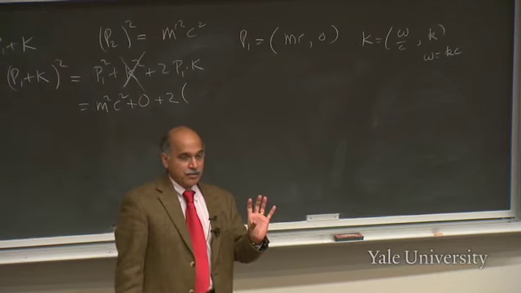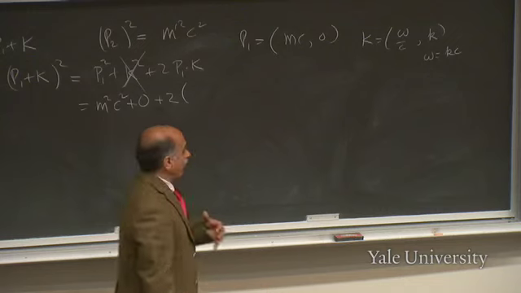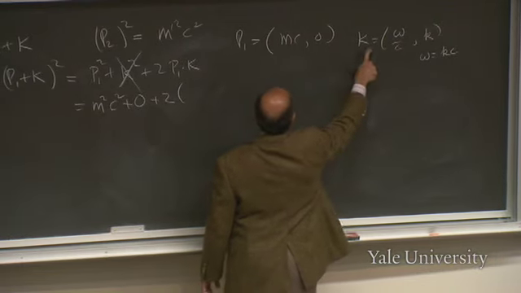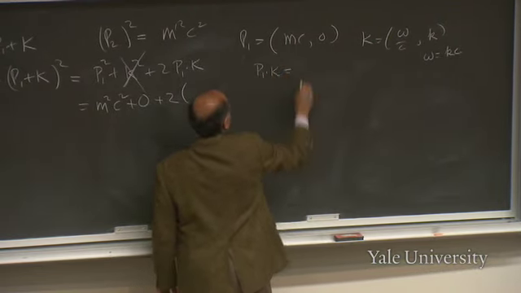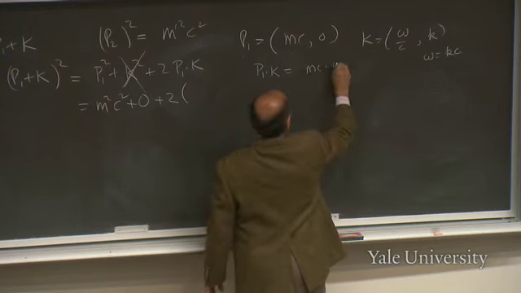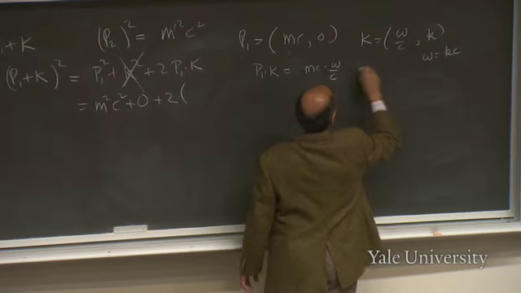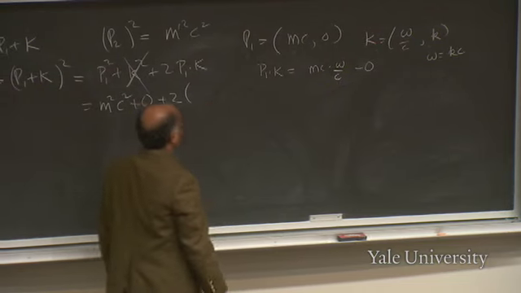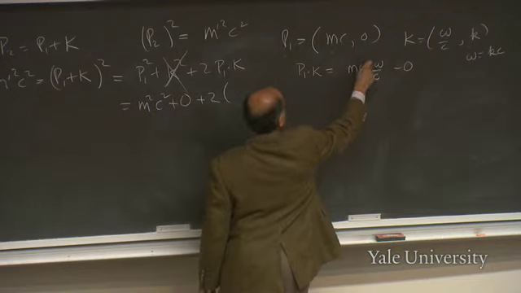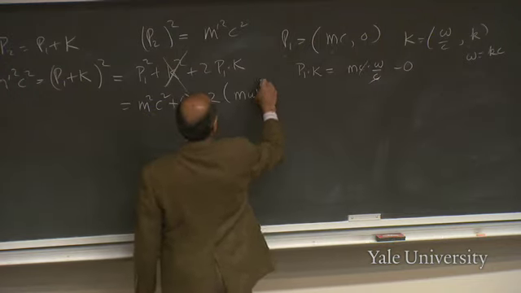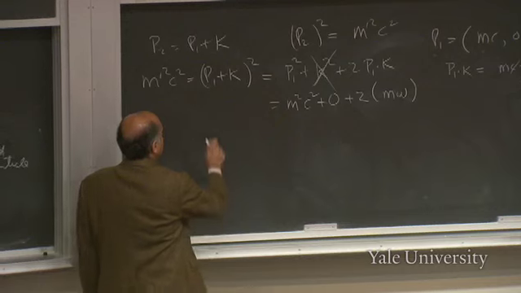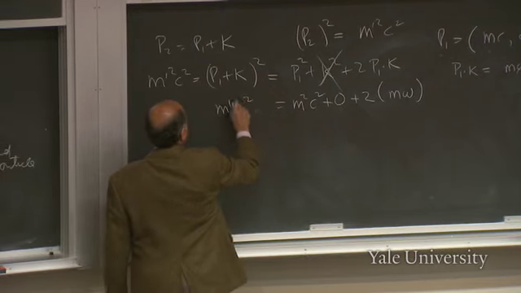For a photon, once you pick the energy, you have no choice with the momentum. The magnitude of momentum has to be the magnitude of energy divided by c. So let's take p1 dot k. Remember, the dot product of two vectors is time times time, m c times omega over c, minus space dot space, that was 0. So I cancel that, and I find it's really m omega. And that's equal to m prime c squared.